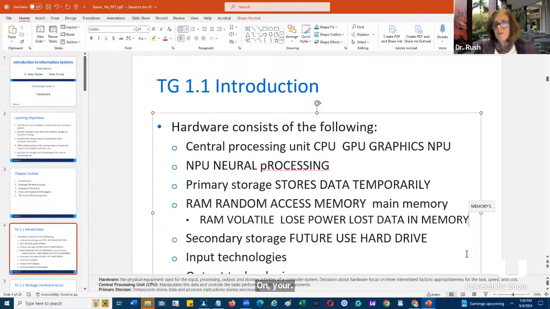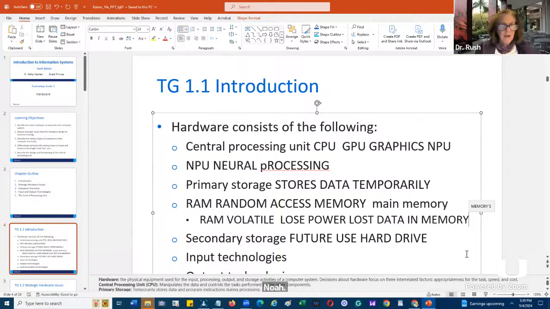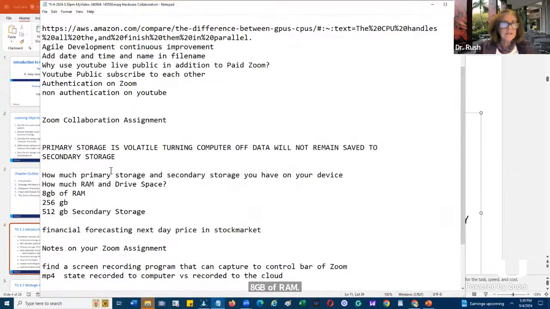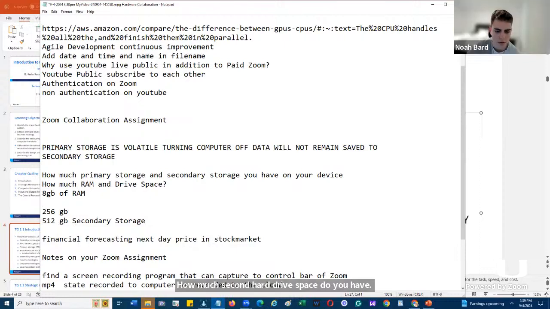So did you find out, Noah? Yeah, I found it. How much do you have? 8 gigabytes of RAM. Okay, so he has, in this case, 8 gigabytes of RAM, and how much second hard drive space do you have? I couldn't find that one. Okay, see, so look for it.